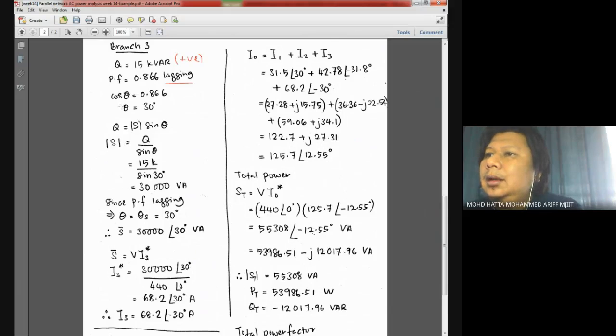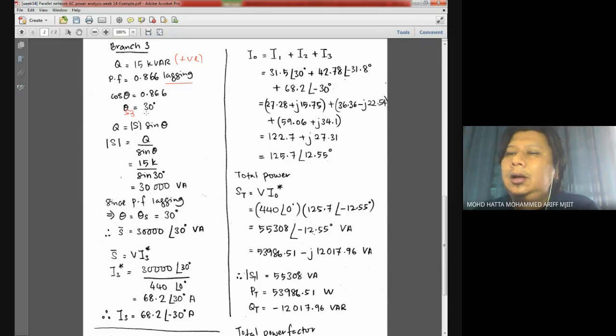I try to get the angle from the cos theta, or the power factor information. I try to get as much information as I can. So here I will have theta S3 by taking the arc cos of 0.866. So theta S3 is given by 30 degrees. And since the power factor is lagging, this also is a positive angle. I didn't put the positive sign over here.